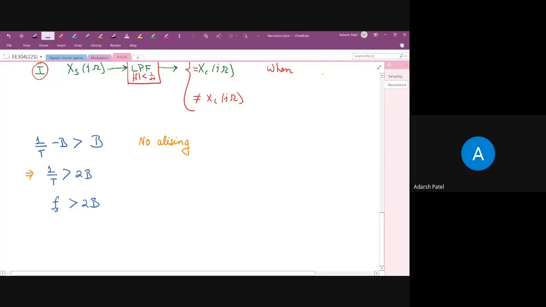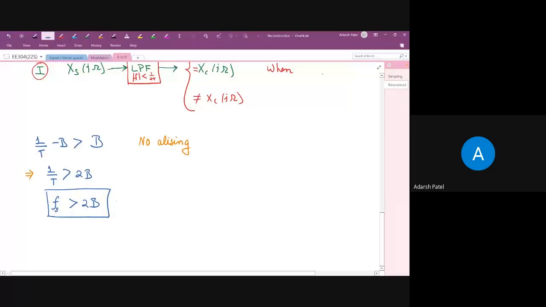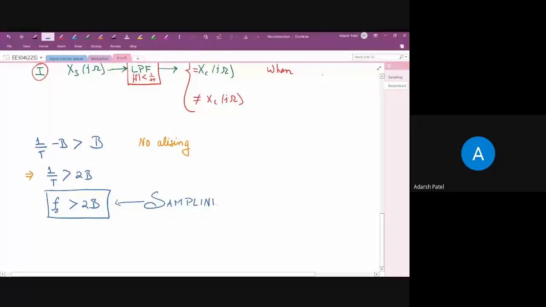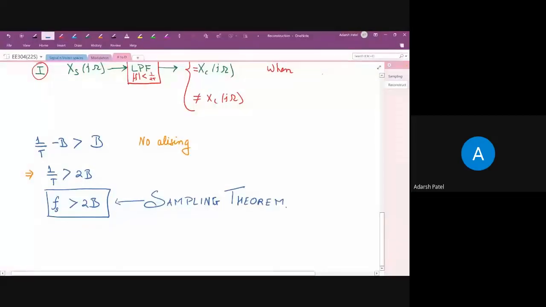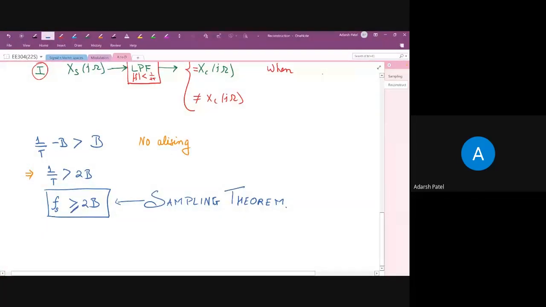I am not writing equal to; there is a specific reason behind it. So Fs should be greater than 2B. This is what we obtained, the sampling theorem. I am very particular about not saying greater than or equal to. It is strictly greater than 2B. So it is not greater than or equal to. I just wanted to highlight this.